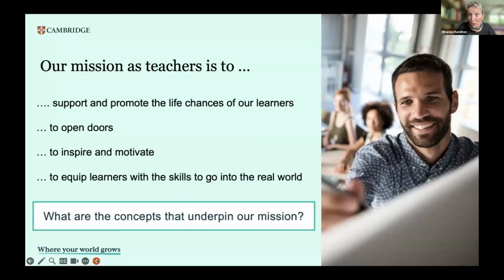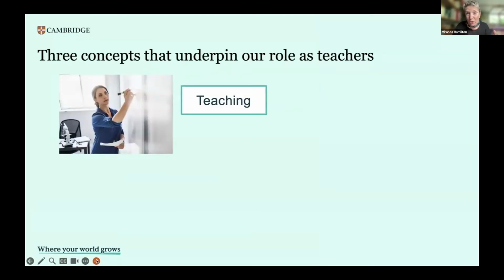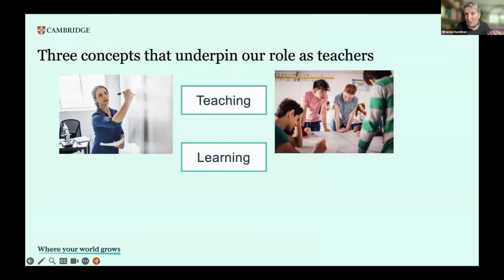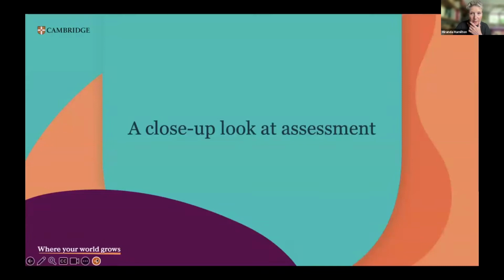So, what are the concepts that underpin our mission? 3 concepts. None of them are things that will surprise you. The first is that we teach. We teach our learners. Our learners learn. And then we have assessment. So 3 key cornerstones that we work with. Let's take a closer look at assessment.